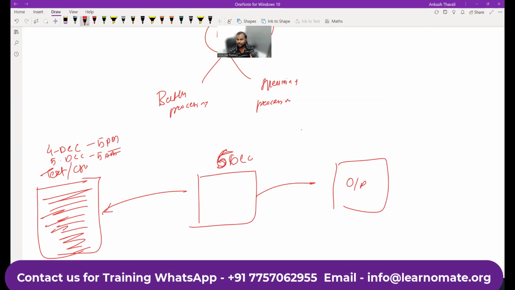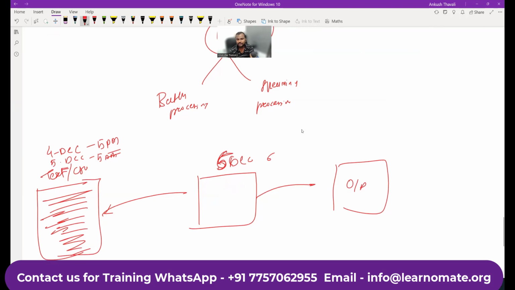Usually the architecture will look like this only. Next day at the same time I will get a file, and I will process it on 6th of December, at the same time I will start the processing, and again I will store my data in the form of output. If you try to understand this type of architecture, this is called batch processing. Batch processing means you got a file today, you are going to process it by tomorrow, and then you will get the required output.